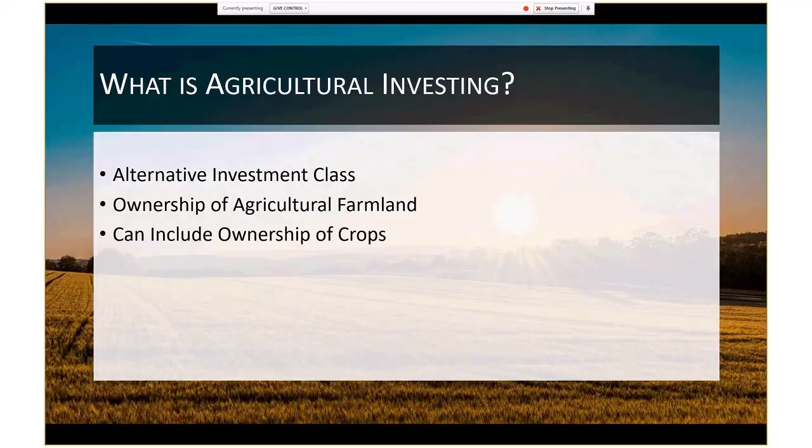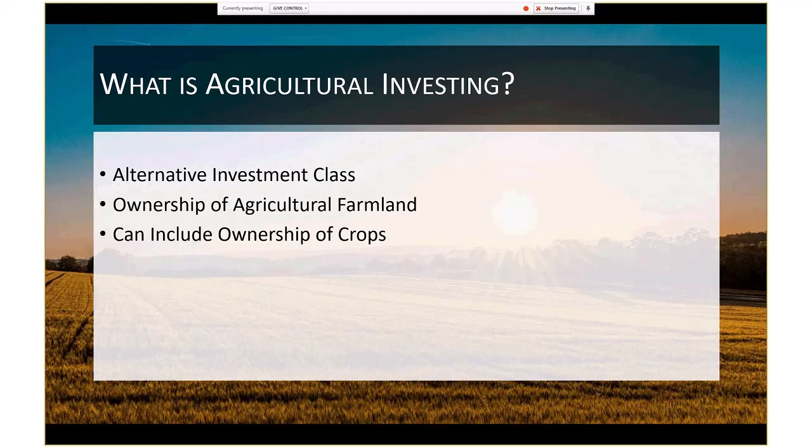So jumping into this, what is agricultural investing? First, I would say that agriculture as an investment class is generally regarded as an alternative investment class. Oftentimes, at least in the institutional world, this falls under what they categorize as natural resources. A lot of times, this will include other things such as timber, minerals and oil, aquaculture, etc. Typically agriculture is referred to as a subset of that, but it's really an alternative investment class. And I'll talk a little bit more as we go on as to why that is.